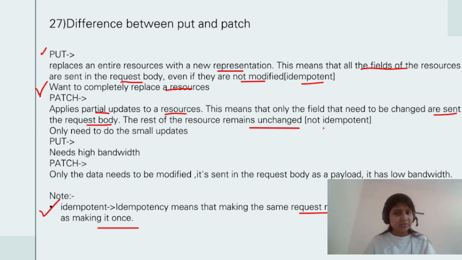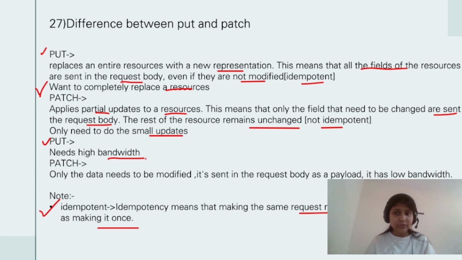And it is not idempotent. It means that it is possible that whatever you get in your first response, you may not get the same response in your nth request, so it can affect the resource state. I think it is clear. PATCH is used when you only need to do small updates, whereas PUT needs high bandwidth.